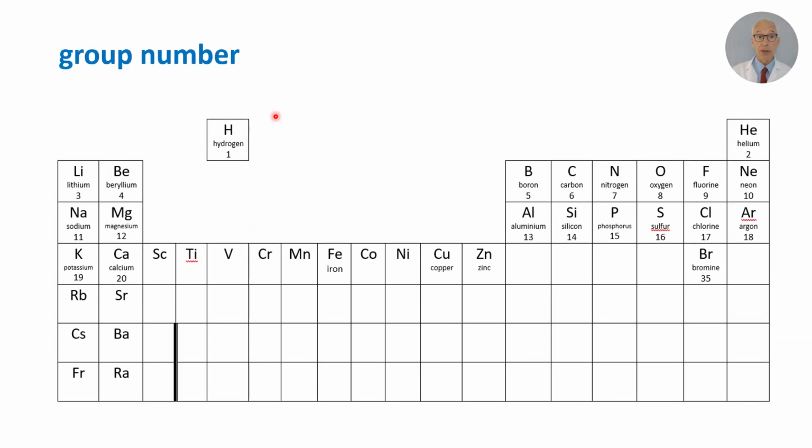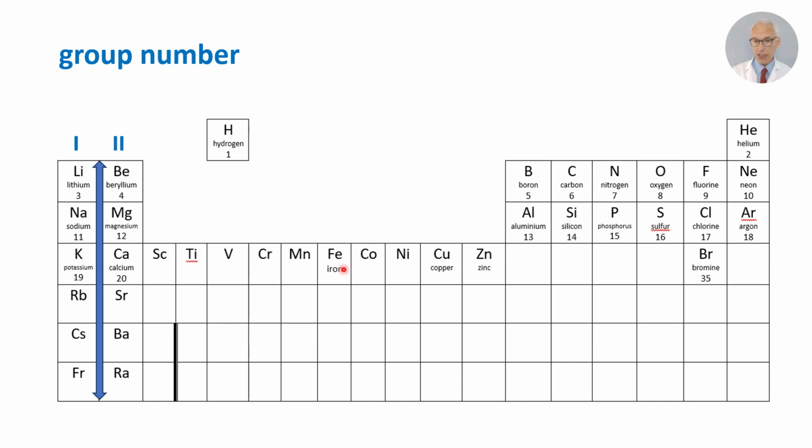So a key descriptor in the periodic table is the group number. Now groups run vertical, so they're vertical columns. For instance, lithium through to francium or beryllium through to radium. Now the group numbers are written in Roman numerals. Far left is group number 1 alongside group 2.